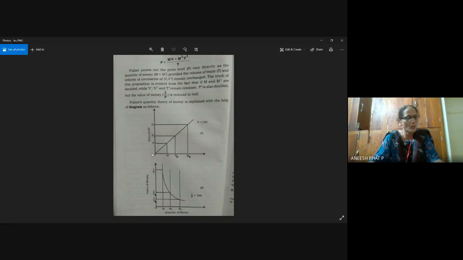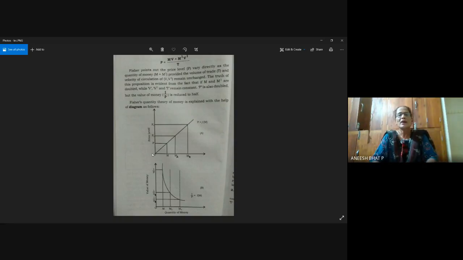So in order to include bank money, Professor Irving Fisher considered PT is equal to MV plus M dash V dash. Here, M dash stands for bank money, and V dash stands for the velocity of circulation of bank money during a given period of time. So we have seen the equation P is equal to MV plus M dash V dash by T.